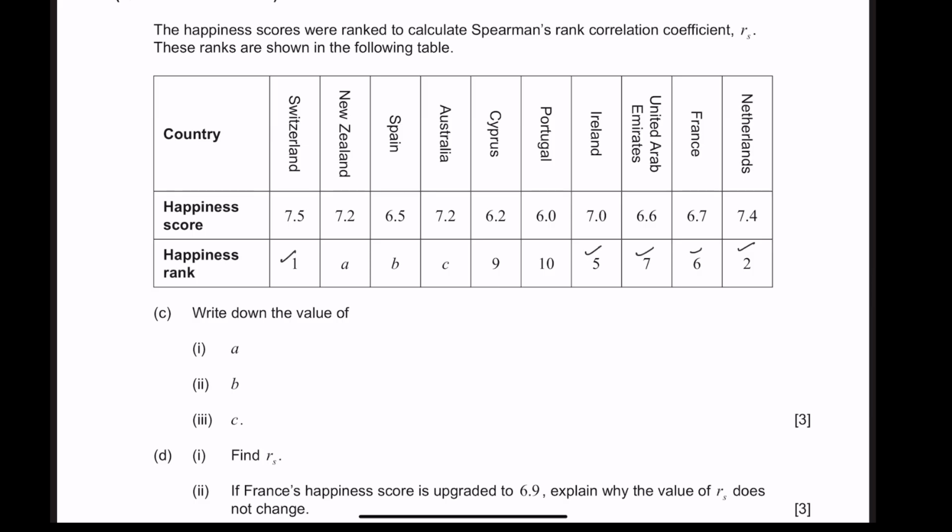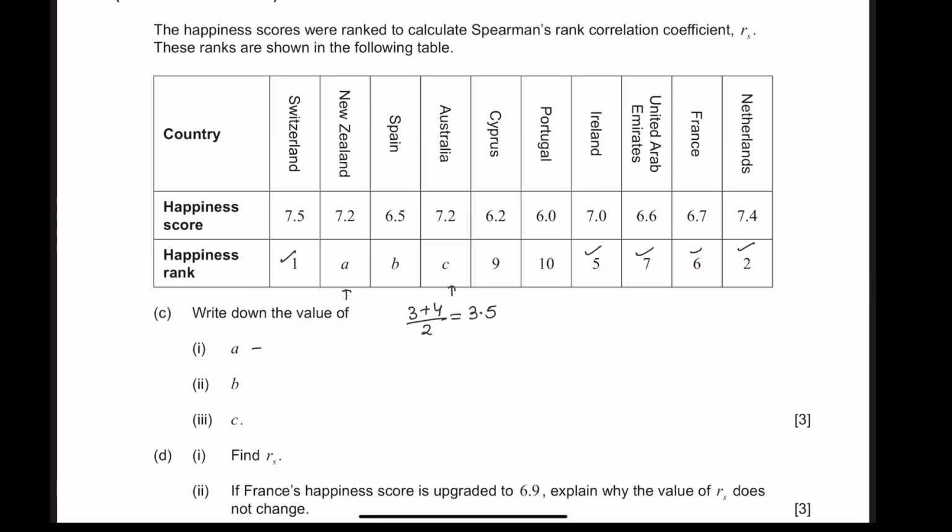If you check here, New Zealand and Australia both have the same happiness score, right? And these two are basically occupying the 3rd and 4th ranks. But as they have the same score, they will be assigned the value (3 plus 4) divided by 2, which is 3.5. So basically 1 is Switzerland, 2 is Netherlands, 3.5 and 3.5 are New Zealand and Australia, and then you move again from 5. 5 is Ireland, 6 is France, 7 is UAE, and so on.